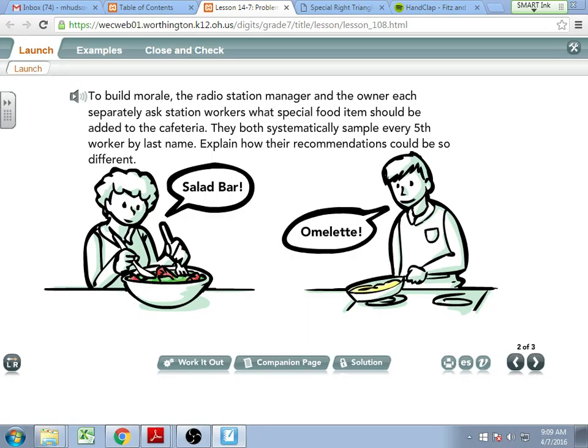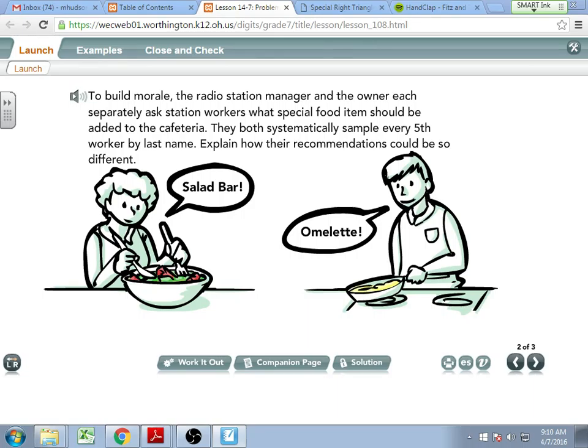One of the managers, the manager and the owner. The manager got the answer that almost everybody, the majority, wants the salad bar. The owner, when he surveyed, found most people said they want a breakfast bar. Why could their answers be so different? Because they started on a different person? Could have been started on a different person, but you wouldn't normally get answers that are so different from each other. Oriana? Different times in the day.